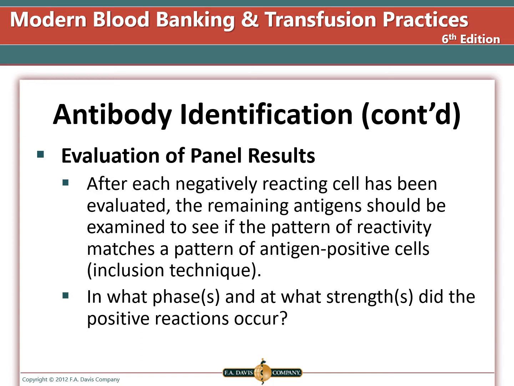Once you have done rule outs on the negative cells, you should look at the pattern of reactivity to see if there is a pattern of antigen positive cells that could be responsible for all of the positive reactions. This is called inclusion. If you think there is an anti-D, then all of the D positive cells should be positive and the D negative cells should be negative. If you think the anti-D is an issue and a D negative cell is also reacting with the plasma, then this would mean there are multiple antibodies present. You should examine which phases and strengths of reactivity are found. If you have multiple phases and different strengths of reactivity, then multiple antibodies should be suspected.